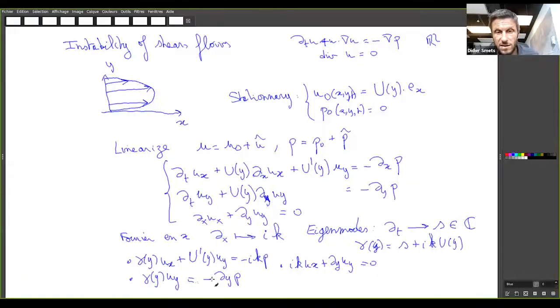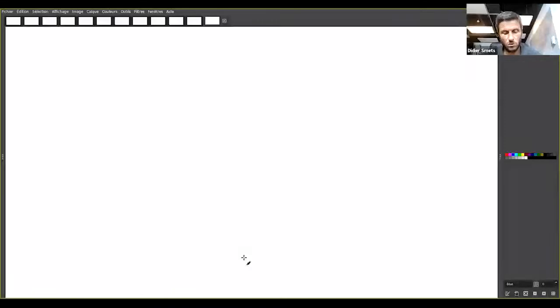Now from these three, I can write a single equation for uy, because you see from this relation, I can isolate ux as a function of the derivative of uy. I plug it in here. Okay, so I remove the ux, it becomes a term with a derivative of uy. And the pressure, I then eliminate it from these two. I take the y derivative of this term, and I will have a second order ODE with only uy. Okay, I write it here. It's called the Rayleigh equation. You get the Rayleigh equation.